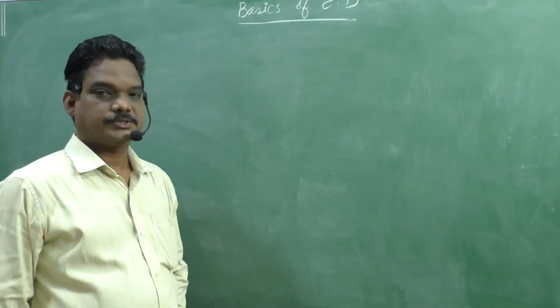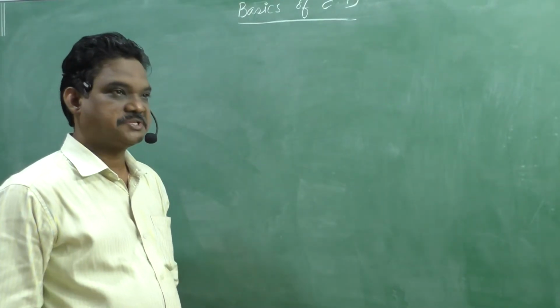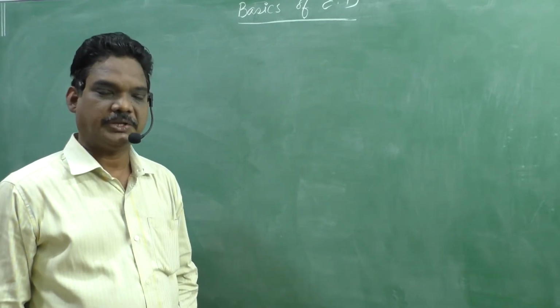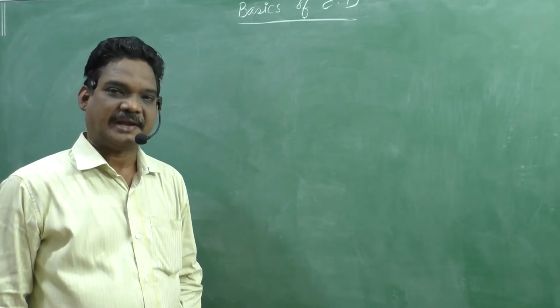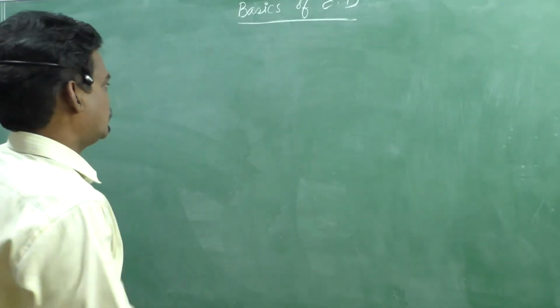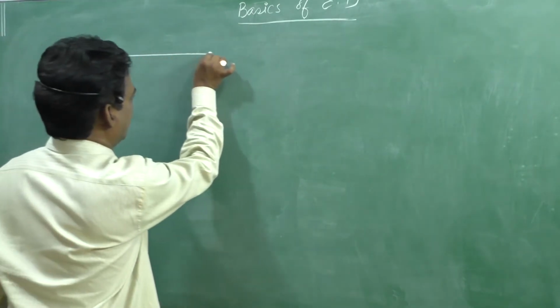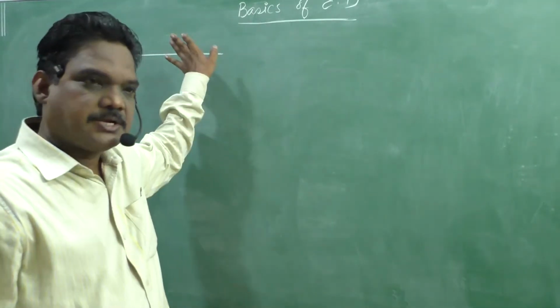So dear students, in this class we will learn the basics of engineering drawing. In the basics of engineering drawing, first we need to learn different types of lines. First one is the continuous line. This is continuous line.